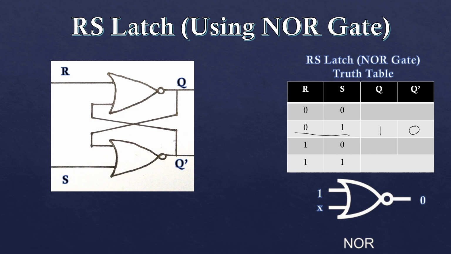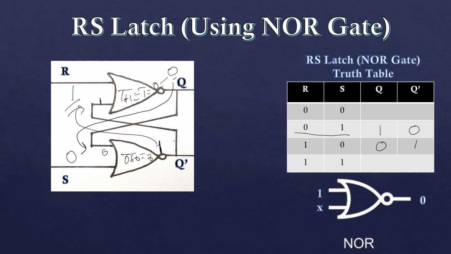Now let us consider the second one, when R is 1 and S is 0. What will happen? R is 1, so our output is obviously 0. This 0 will come here, and 0 plus 0, whole bar, is 0 bar, which is 1. So Q bar is 1. Now this will come here, then 1 plus 1, whole bar, is 1 bar, which is 0. Once again we got the same value, 0. So now the RS latch is balanced. We'll write the output: Q is 0 and Q bar is 1.